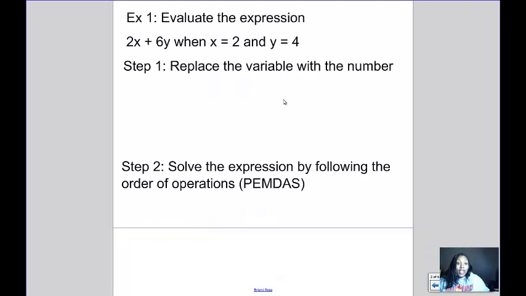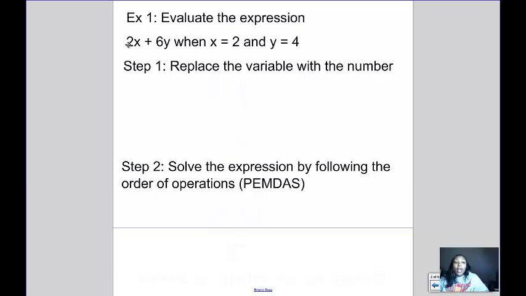So let's look at an example. So we're going to evaluate this expression. So we have the expression 2x plus 6y, and they've told us that x equals 2 and y equals 4. So that means we can actually replace the variable with the number. So we can replace the x with a 2 and replace the y with a 4.